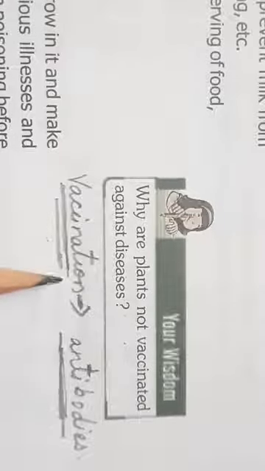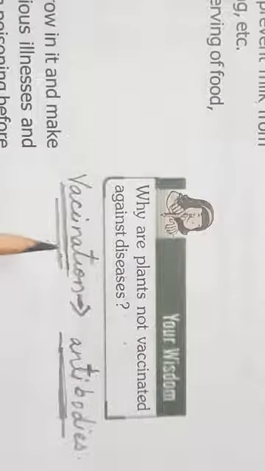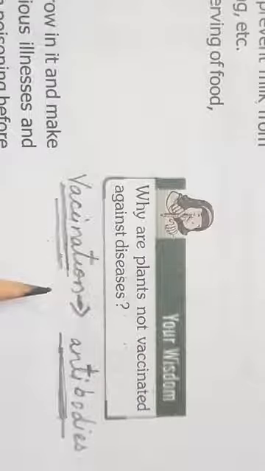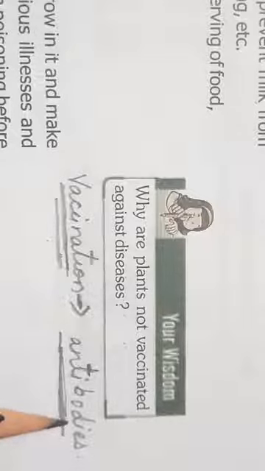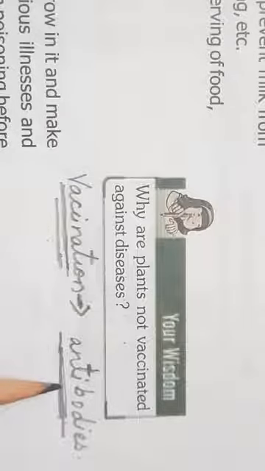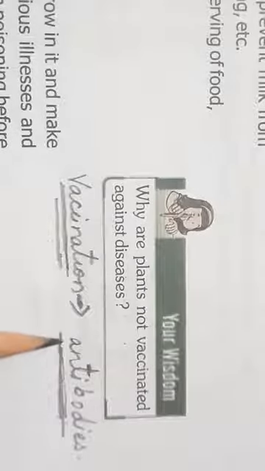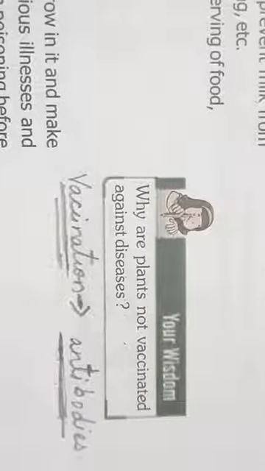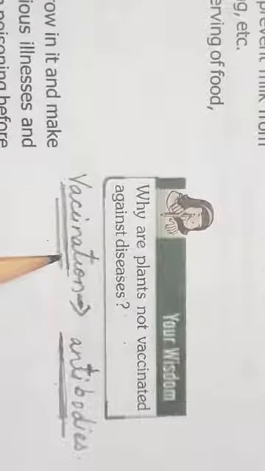Okay, so this is what vaccination actually does. Whenever we are vaccinated, our body starts creating antibodies so that in the future, if we get the same disease, our body can very easily tolerate it. So this is what vaccination does. I hope, children, that this much is clear to all of you.